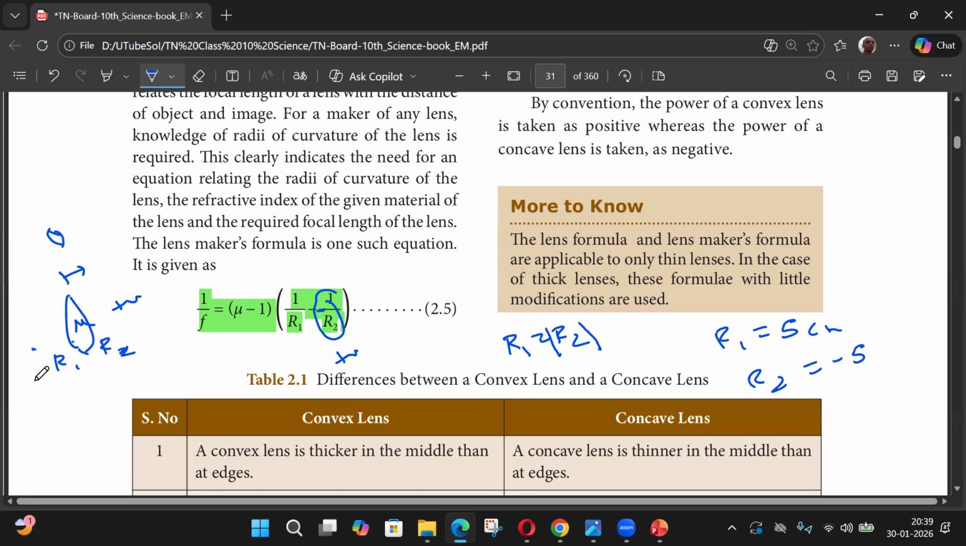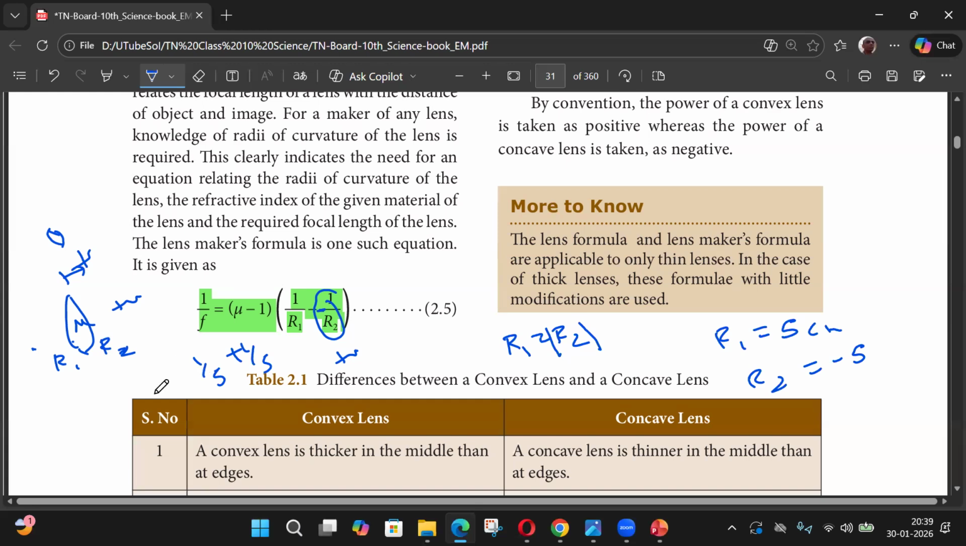Because on the left side, this is my origin, this positive source, right? So you put 1 by 5, and minus 1 by 5 will become plus 1 by 5 because of the minus sign here. So that way you can figure out this minus sign is required. Otherwise, you get the wrong answer. Mu minus 1, mu is around 1.5, 1.5 minus 1 is 0.5.